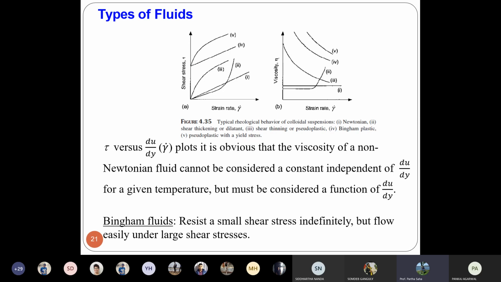For Newtonian fluid, the viscosity can be considered a constant independent of du/dy. But for non-Newtonian fluid, this is where it is very important: non-Newtonian fluid depends on the strain rate or the shear strain. So as you change the shear strain or strain rate, the viscosity is going to change. Whereas for Newtonian fluid, the viscosity is independent of shear strain. So let's move to the next slides.